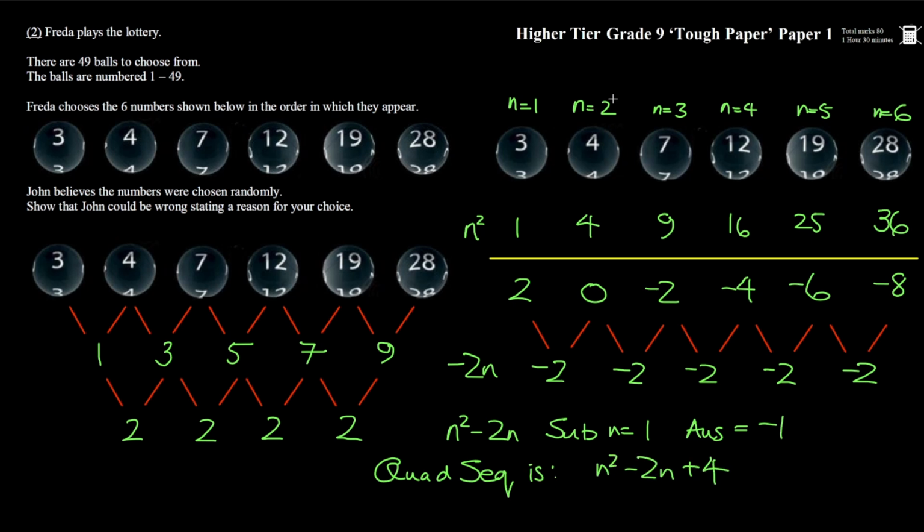I suppose we should try it for, let's say, n is equal to 2. We get 4 minus 4, plus 4, and we should get an answer of 4. Yes, we do. So I'm happy that that is the answer. And yet again, I think this stage here is a perfectly good proof that the numbers were not picked at random.